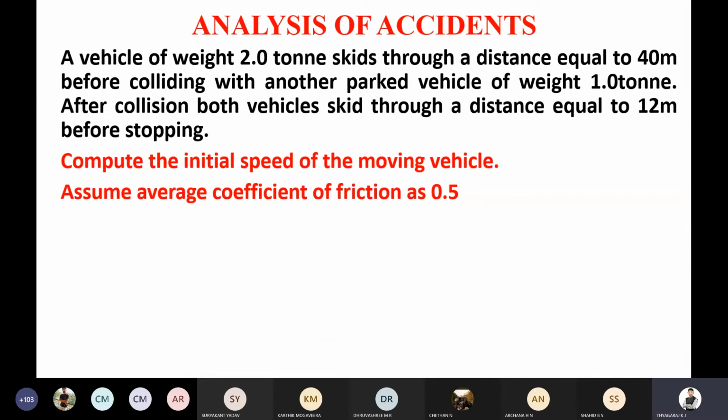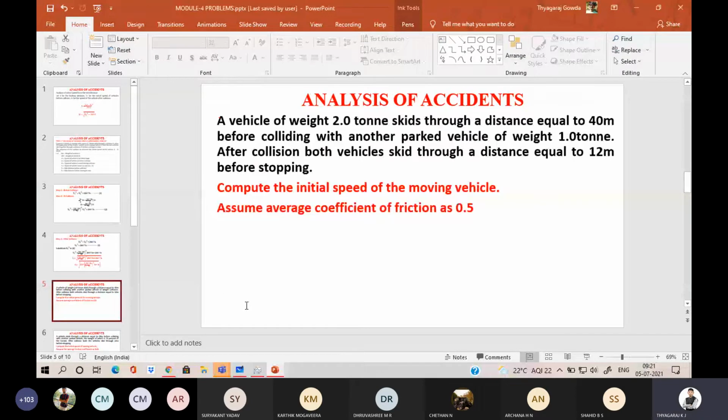So note on the first question. A vehicle of weight 2 ton skids through a distance equal to 40 meter before colliding with another parked vehicle of weight 1 ton. After collision, both vehicles skid through a distance of 12 meter before stopping. Compute the initial speed of the moving vehicle and assume average coefficient of friction as 0.5. So kindly note down the first problem.